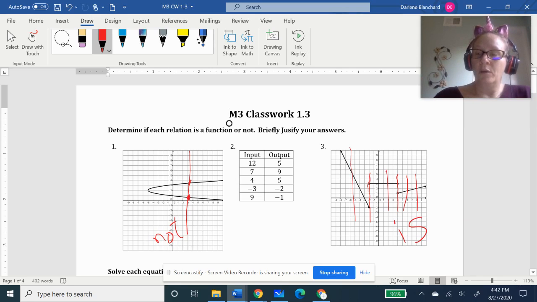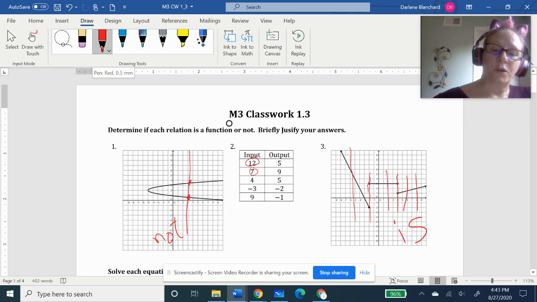For a table of values, you need any input to only have a single output. So input 12 does not occur a second time. It only has one output of 5. 7 occurs only once. It has an output of 9. So this is a function.